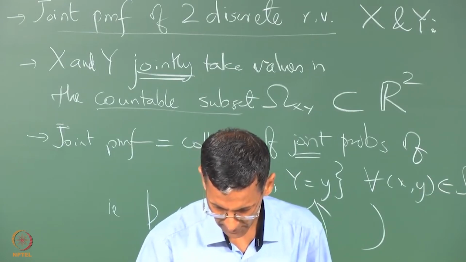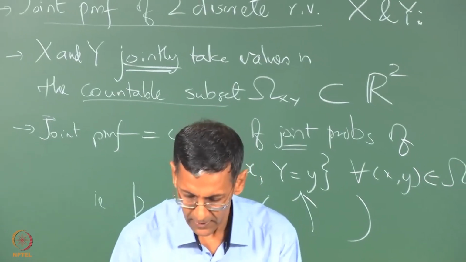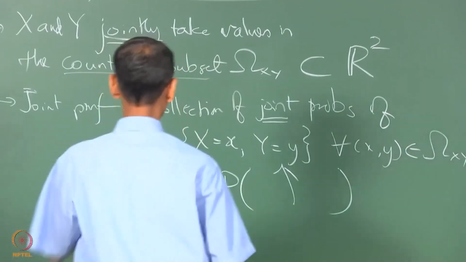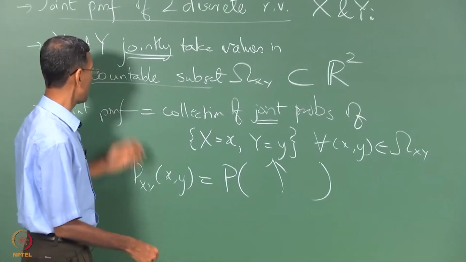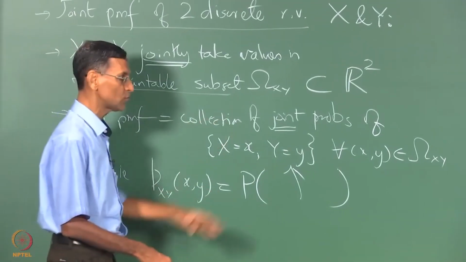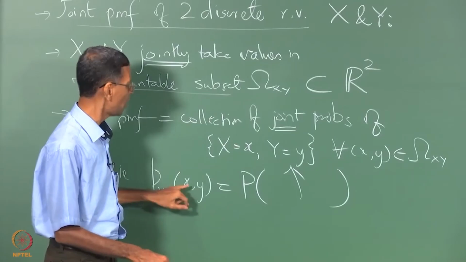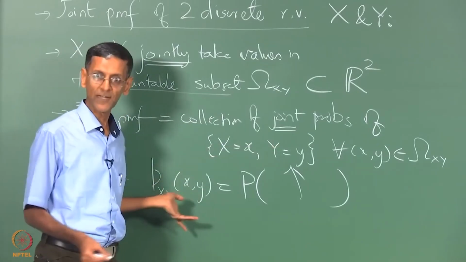Okay, so I think the best thing to do is to look at some simple examples. I think we are ready to look at examples, no point in rehashing. But first, I have to complete the mathematical specification of the joint PMF, and then go to the examples. If you do this for all points (x, y) in Omega_XY, then you have specified the joint PMF.